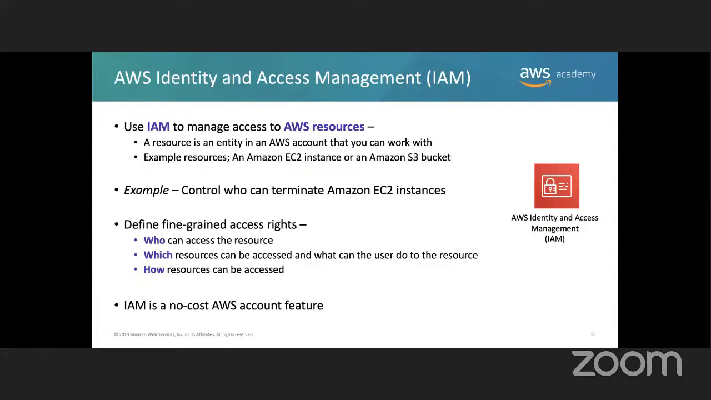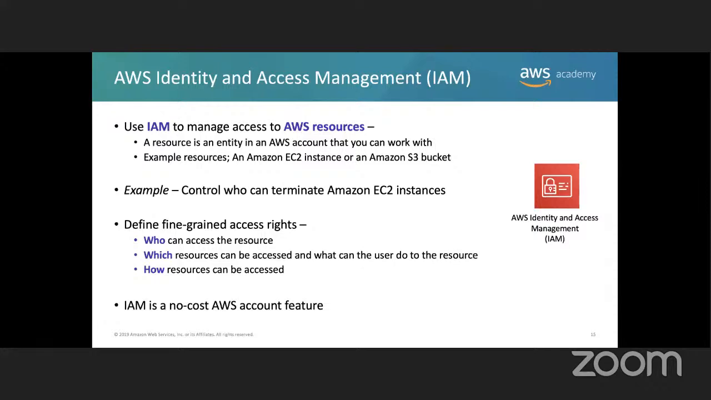IAM is super popular in AWS. So basically use IAM to control access to your services and resources. That's basically the role of IAM. IAM is for administrators. It's just like an administrator that grants or denies access to users. Resources. And what is a resource? An entity in an AWS account that you can work with. What could be a resource? An EC2 instance, an S3 bucket, RDS, Lambda, CloudWatch, those resources, right? And you can control who terminates Amazon EC2 instances.